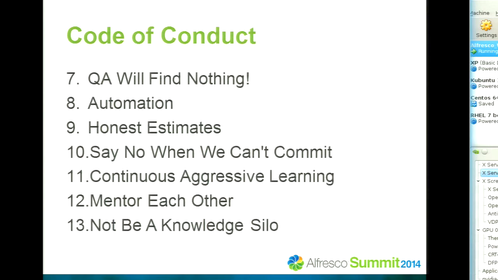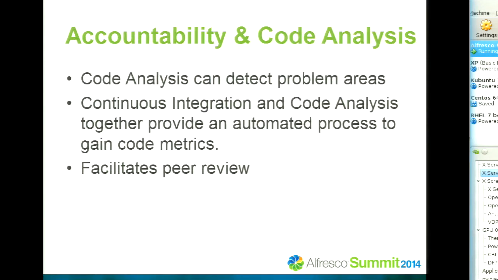There's one that our QA guy likes a lot, that QA should find nothing. It may not be real world, but that's what developers should strive for. Your code should be so clean that you don't expect QA to find any bugs with it. You expect them to find requirements issues, maybe. You should have a team that mentors each other and works together.